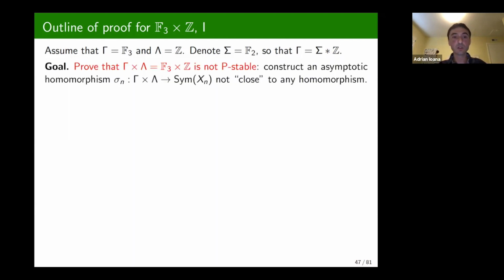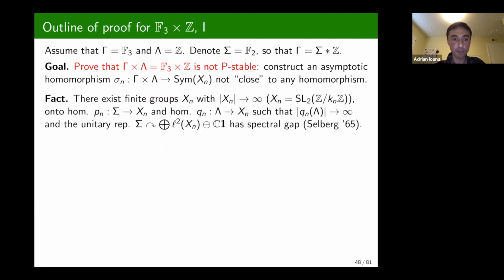All right, so what is the goal? The goal is to prove that this direct product, F3 times Z, is not p-stable. Well, what does this mean? It means that we need to construct an asymptotic homomorphism which is not close to any homomorphism. So there are two parts here. One is to construct this asymptotic homomorphism sigma_n, and then to show that it's not close to any homomorphism. It doesn't come from perturbing any homomorphism.